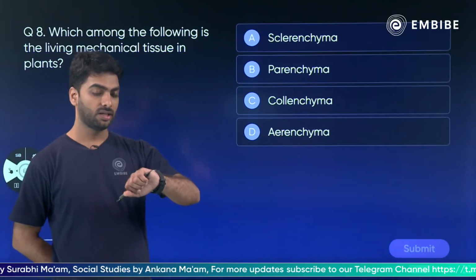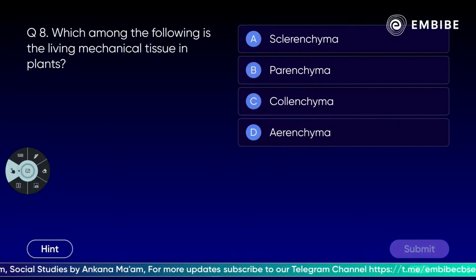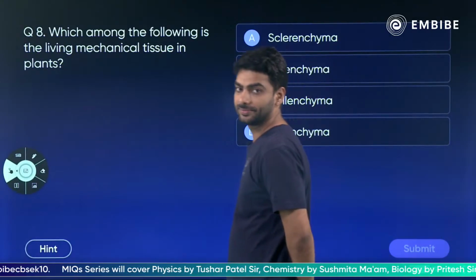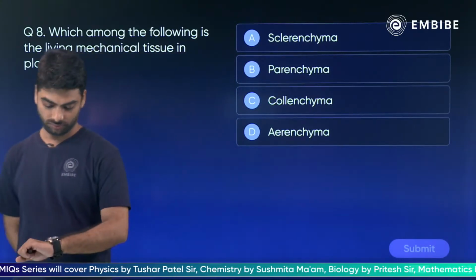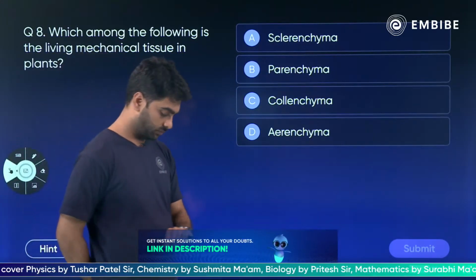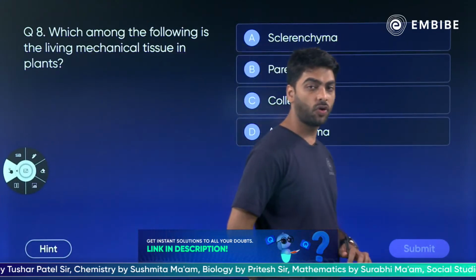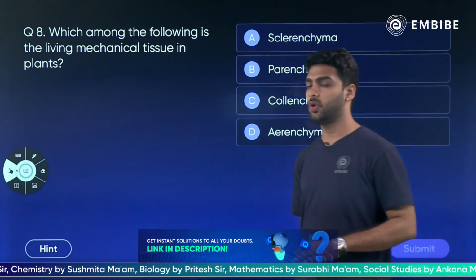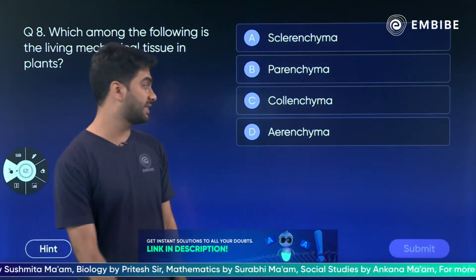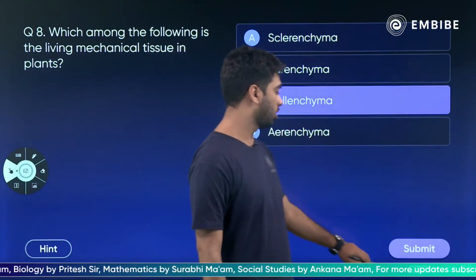Your time starts now. Simran thinks it's parenchyma. Man 9 thinks it's collenchyma. Okay. Mannat thinks it's collenchyma. Mechanical tissue. Chalo, 5, 4, 3, 2 and 1. Most of you have told C. Let's see whether C is correct or not.